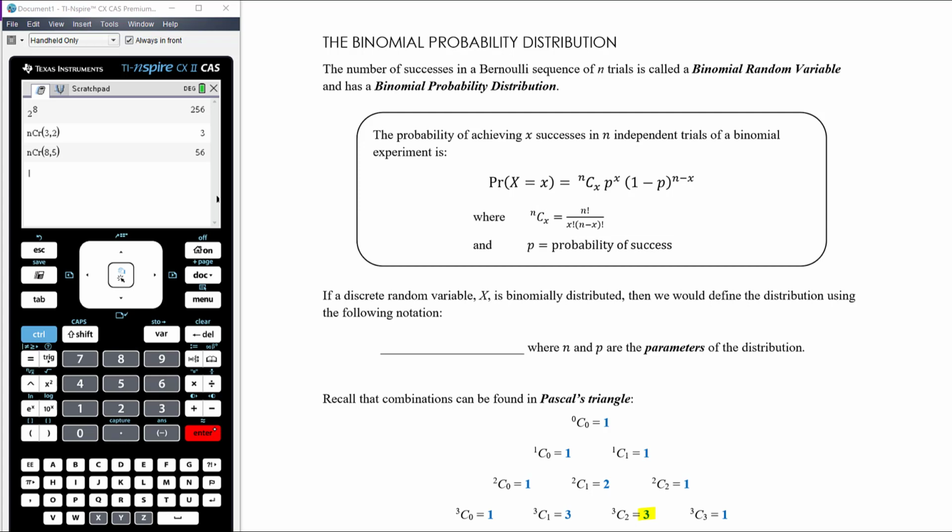I'm not going to go into the combinations in great depth here. It's something you would have studied last year, and we really only need to be able to skirt around the edges of it and don't really need too many formulas here. p is the probability of success.